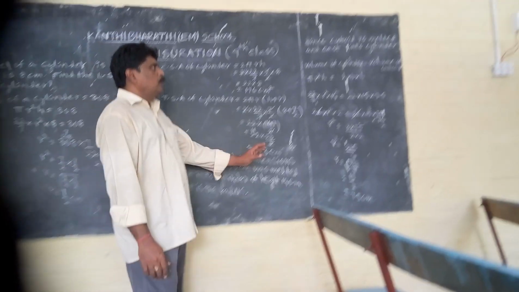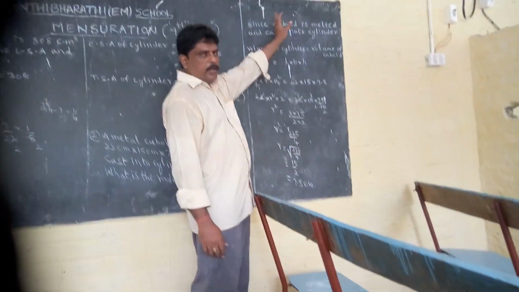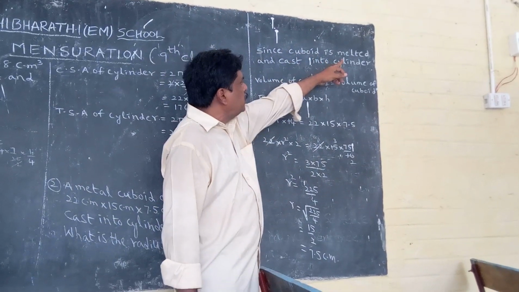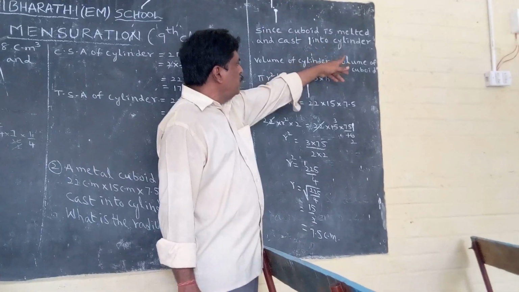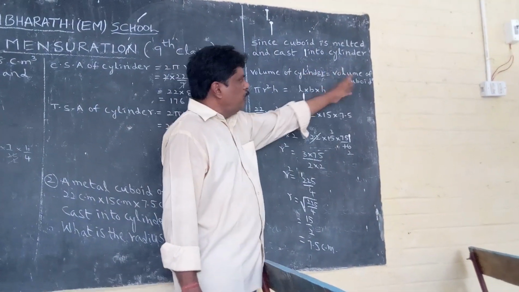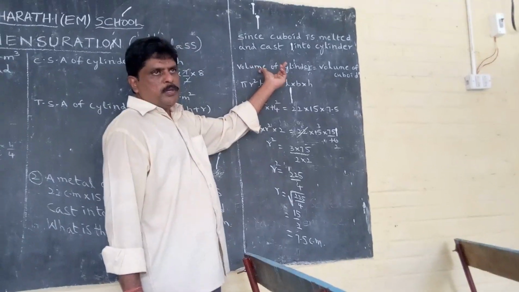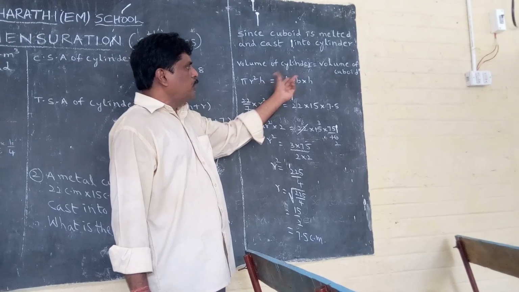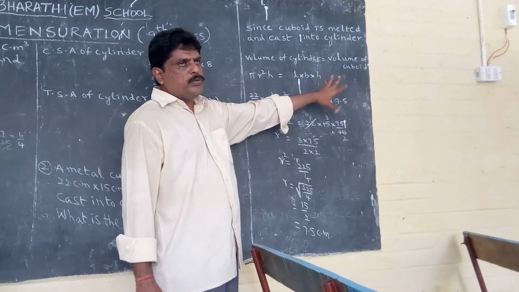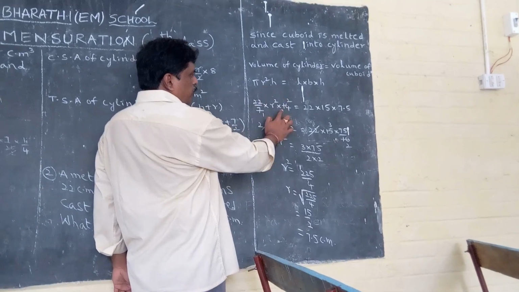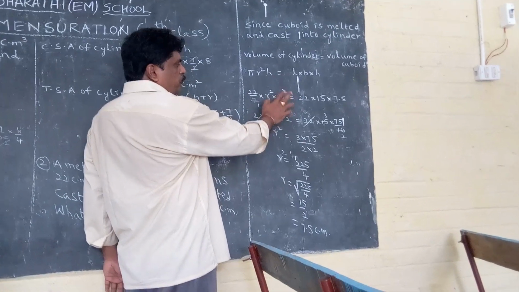So since the cuboid is melted and cast into a cylinder, I have written here, all of you see here, volume of cylinder equals volume of cuboid. What is the formula of volume of cylinder? Pi r square h. That is equal to volume of cuboid, which is L into B into H. The value of pi is 22 by 7 into r square into the value of h, which is 14.